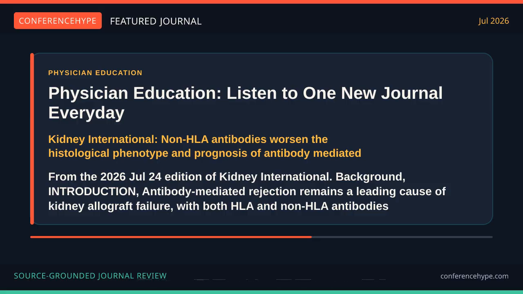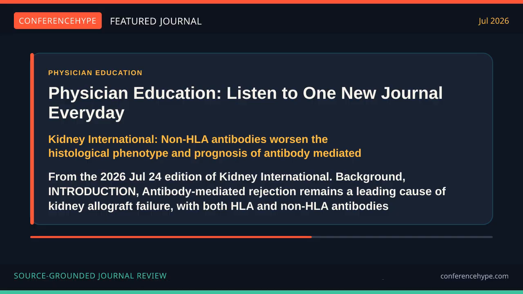Background, introduction. Antibody-mediated rejection remains a leading cause of kidney allograft failure, with both HLA and non-HLA antibodies implicated in its pathogenesis. Methods: we analyzed 571 post-transplant serum samples from 326 patients with histological features of AMR and 164 stable control individuals. Results: NHA-DIA values were significantly higher in patients with AMR compared to controls, regardless of HLA-DSA status.